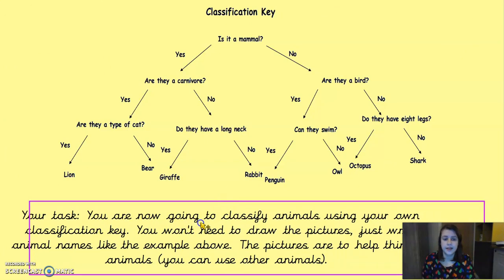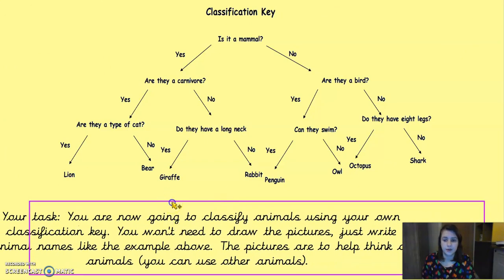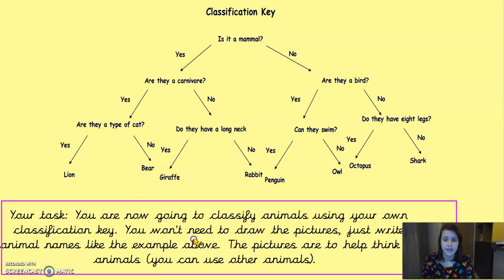Okay, so this is what your task is going to be today. You're going to classify animals using your own classification key. Now on the screen there is an example of one that I would suggest that you leave up on your screen as you do yours to help you and to support you. You can, if you want to, draw pictures of the animals, like in the cat one and the animal one we looked at before, but you don't have to. You can just write the animal names in like the example above if you want to.